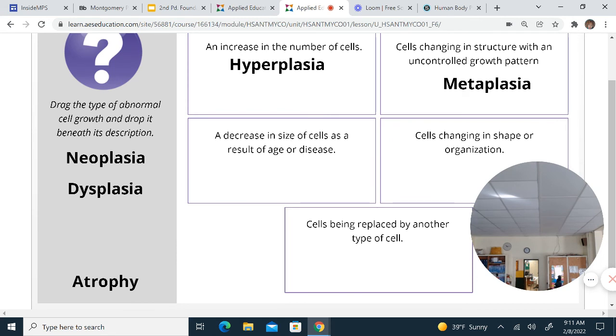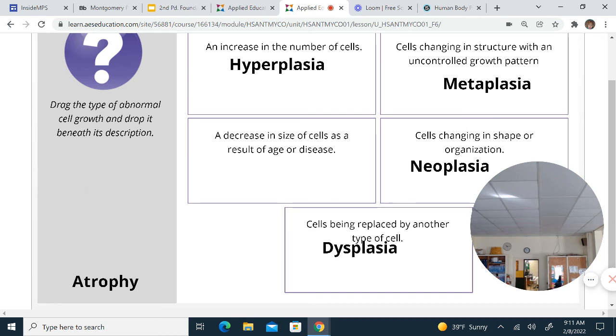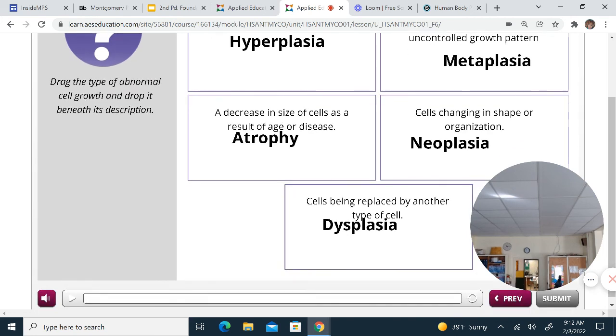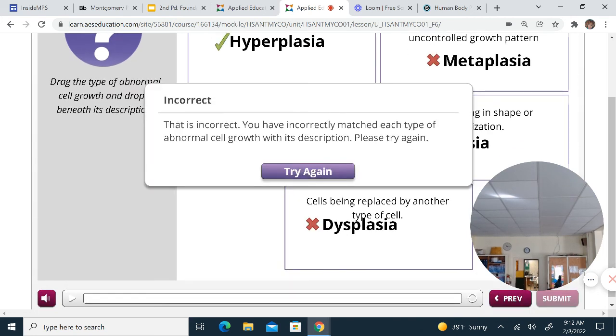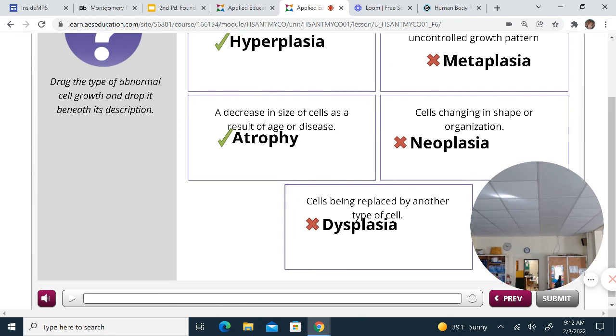Cells changing in shape or organization. Cells being replaced by another type of cell. Decrease in size of cells as a result of age or disease, atrophy. And we'll talk about atrophy when we talk about the muscular system. Alright, so you got these three wrong.